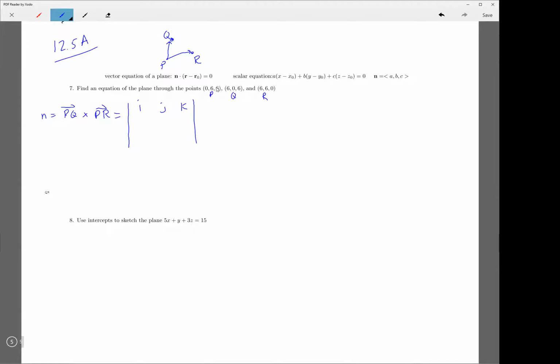And that is going to be normal to the plane. Okay, so PQ, I guess I can do it right here. That's going to be this minus this. So what do we get? We get 6, -6, and 0. I like zeros when we're doing this. This is fun to get zeros. And then PR is going to be this minus this, so that's 6, 0, and -6.